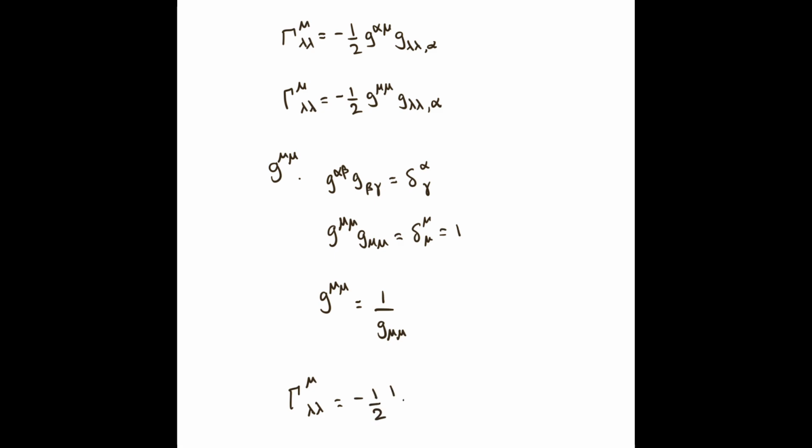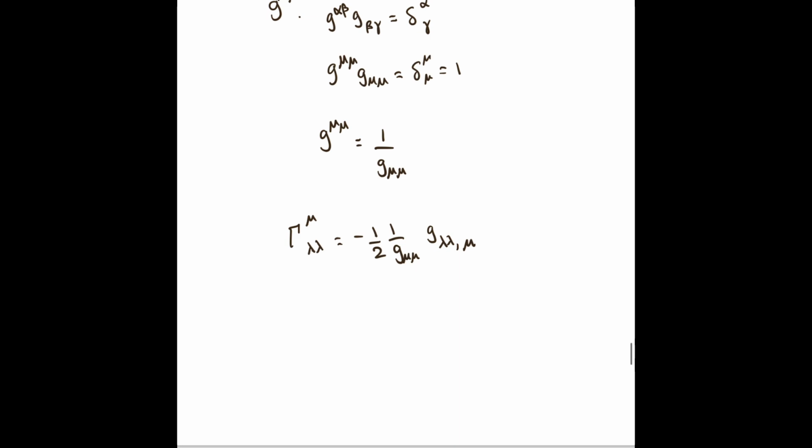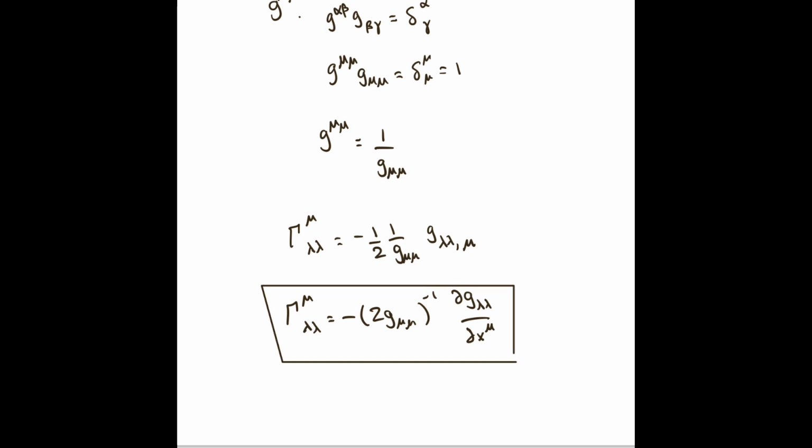So we'll have Γ^μ_λλ is negative 1/2 times 1 over g_μμ times g_λλ,α. But α is μ because we changed that. Now just putting it in the form that the answer has it in, we'll have negative 1/2 g_μμ to the minus 1, and then this is the partial derivative of g_λλ with respect to x^μ.